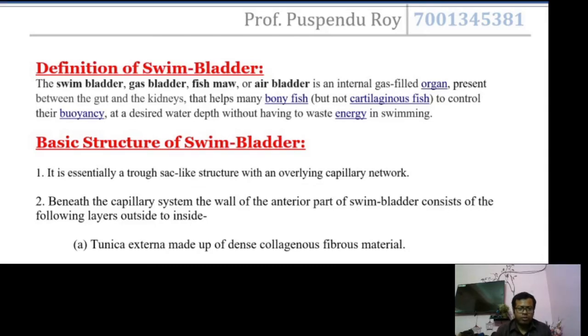Hello everyone, welcome again. Today we will discuss the swim bladder in fishes. At first, we come to the definition of swim bladder.